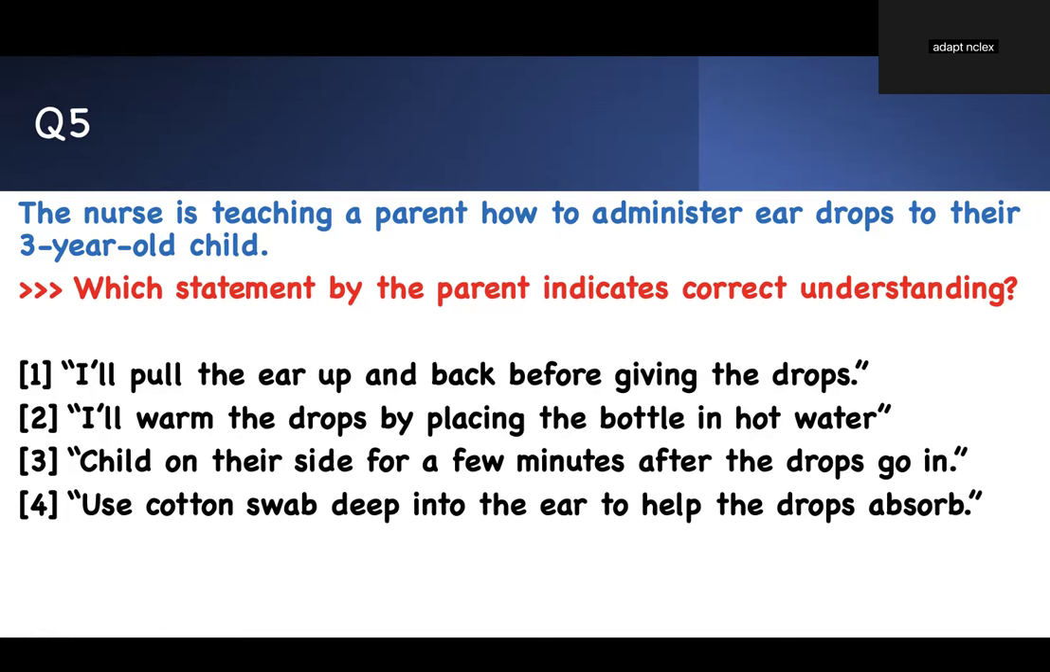Don't put anything in your ear. So the cotton swab is gone, right? The kid is 3 years old. Anybody above 3, we pull the ear up and back. If you're 3 and below, we pull it back and down. Therefore, 1 is wrong. To warm it, you place the bottle in your hand and rub it. Therefore, what is left is 3. When you put the ear drops in, the kid needs to lie on their side for a few minutes. So 3 is the best answer.